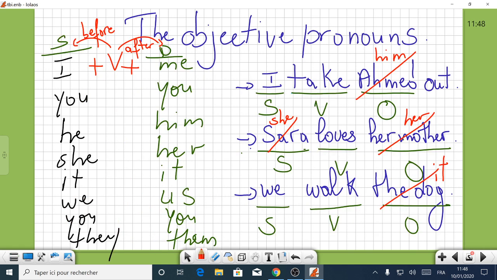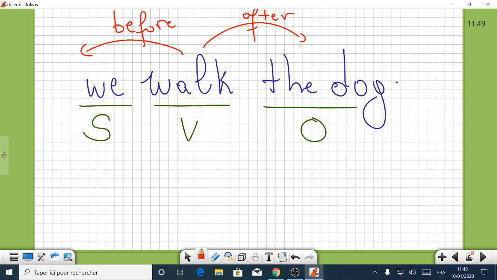Now we move to the objective pronouns. I wrote the subjective pronouns here and the objective pronouns to make them clear. And I say that we always have a verb. So like the sentence here, we have subject, verb, object. When we have it before the verb, that's a subject. After the verb, that's an object. And then we went to see the rule, which is before and after. We always use before and after. Before a verb, that's a subject. After a verb, it's an object.